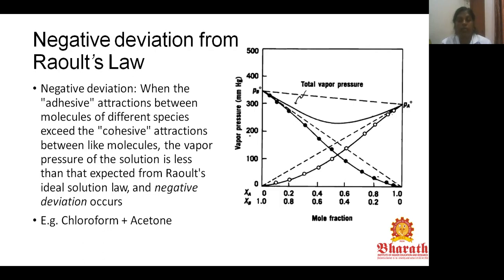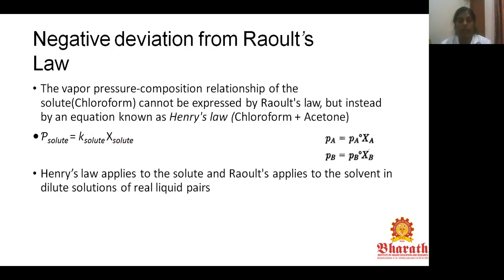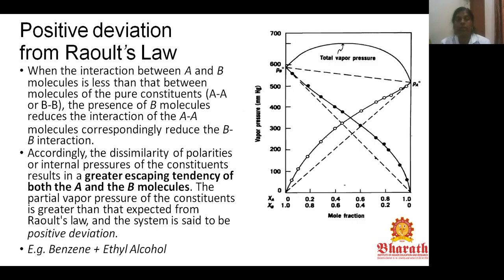Example: chloroform plus acetone. The vapor pressure-composition relationship of the solute cannot be expressed by Raoult's law, but instead we can explain it through Henry's law. So Henry's law applies to the solute and Raoult's law applies to the solvent in the dilute solution of the real liquid phase. Next comes the positive deviation from Raoult's law.